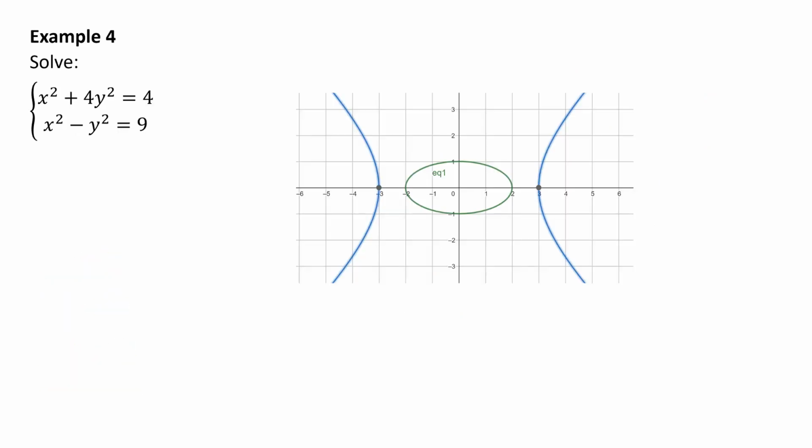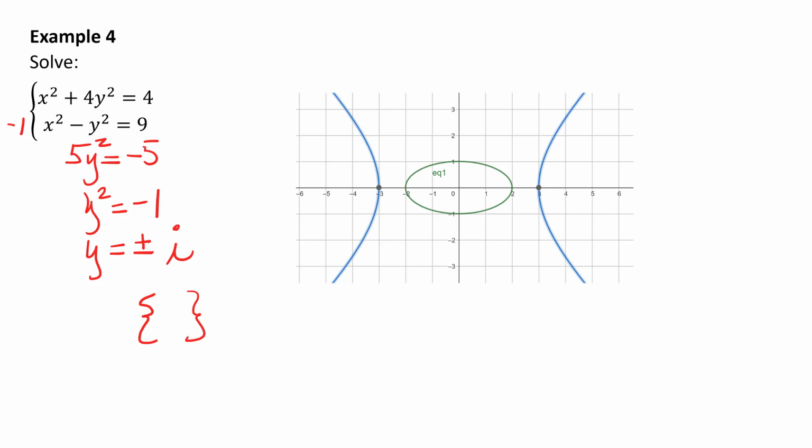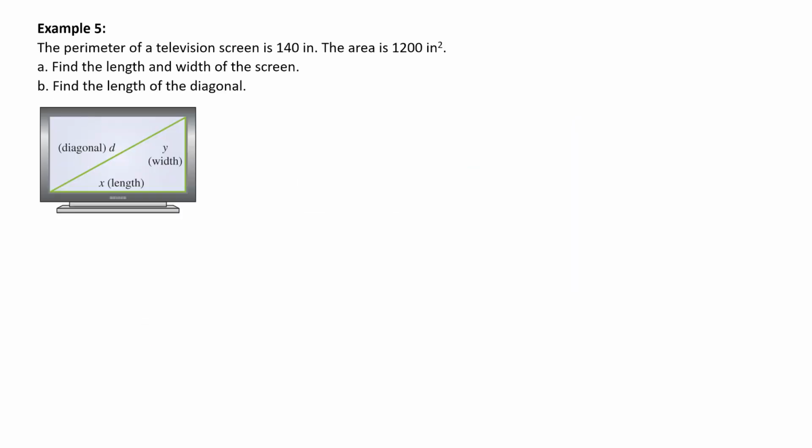So this one is an ellipse and a hyperbola, and you can see from the graph here already that they don't intersect at all. And when you solve this, you could just subtract the two equations. So you would get 5y² = -5, and so y² would be -1, which means y would be plus or minus i. And so that is not a real number, and so there are no solutions. Empty set.